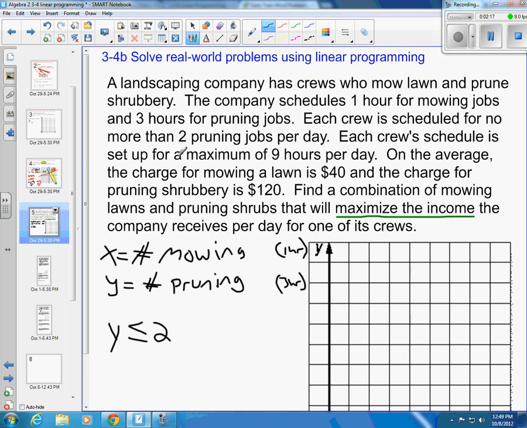Each crew is scheduled for a maximum of 9 hours. Okay, so it takes 1 hour for a mowing job and 2 hours for a pruning job, and we can't spend any more than 9 hours. Okay, here's another constraint. And this last part is maximizing a profit. That is going to be our function we're going to try to find the maximum for. We're going to hold on to that information for later.